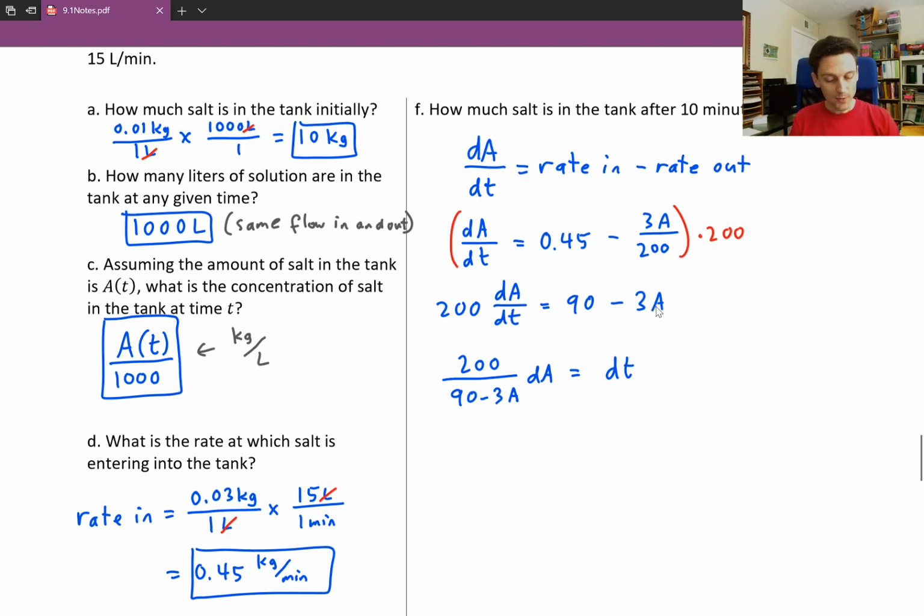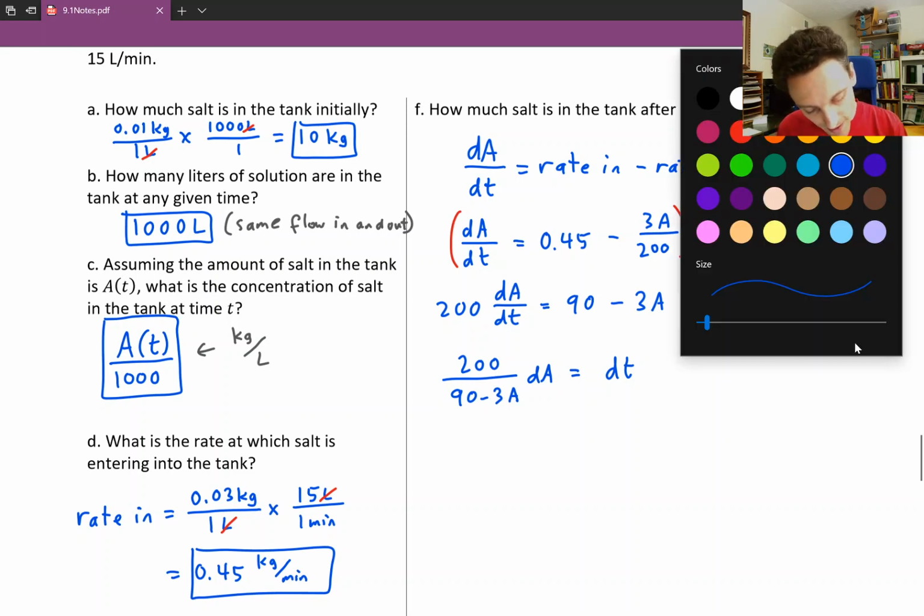Now a mistake some people might make would be to add the 3A over to the left. But then you wouldn't get a function of A times dA. You would get a function of A minus something times dA, which is not exactly the form that we want to be able to finish off our solution to this separable differential equation. We've got to have a function of A times dA equals a function of t times dt. In this case, the function of t is just 1.